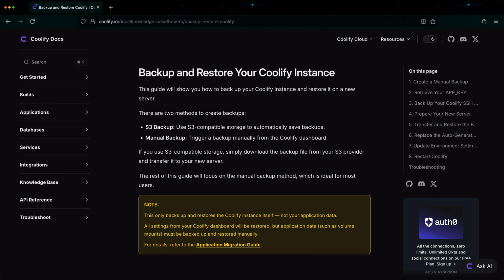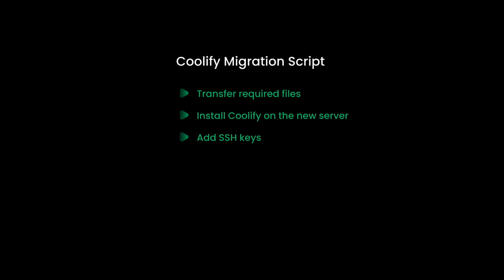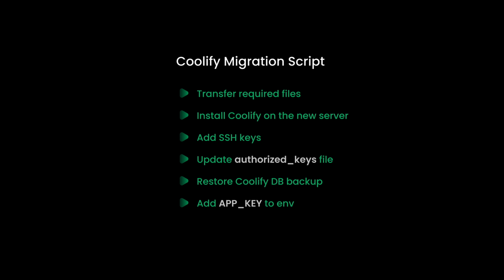The Coolify documentation has a detailed guide to do the migration, but we have created a migration script which automates a lot of the steps. Our migration script will transfer all the required files, like the database backup, to the new server. The script will install Coolify on the new server, then add the SSH keys to the correct location. After that, it will update the authorized_keys file on the new server, then perform the Coolify database restoration. Then it will update the Coolify environment values file with the app key from the old server. Finally, it will run the Coolify install script to make Coolify decrypt the database with the app key.